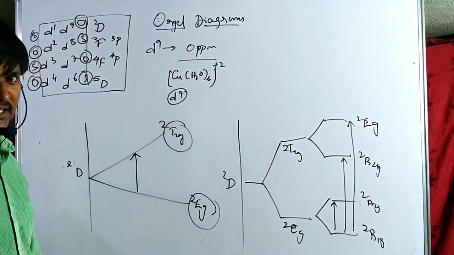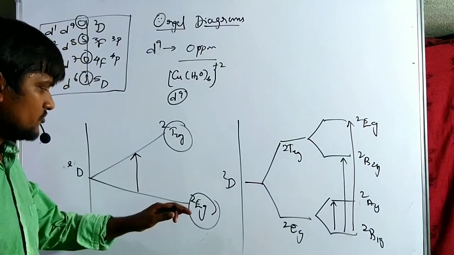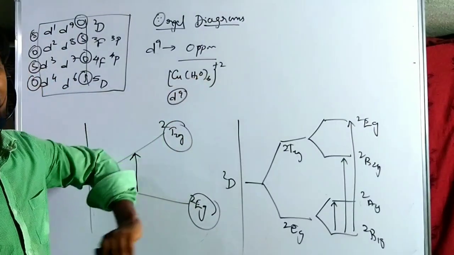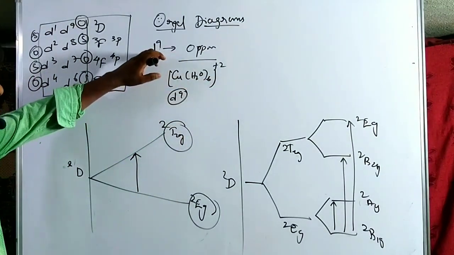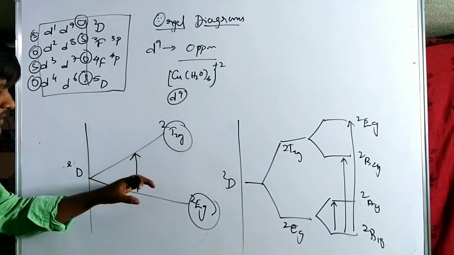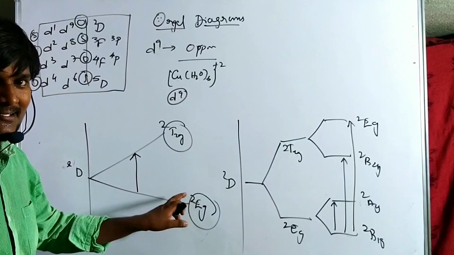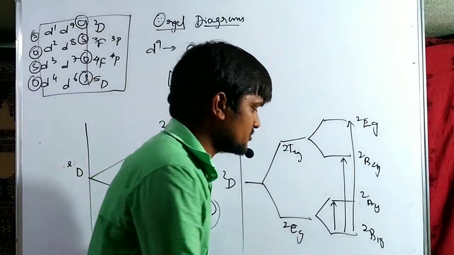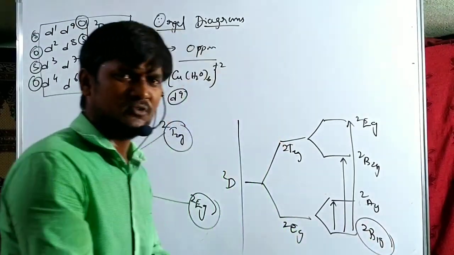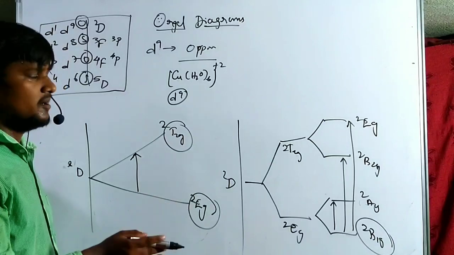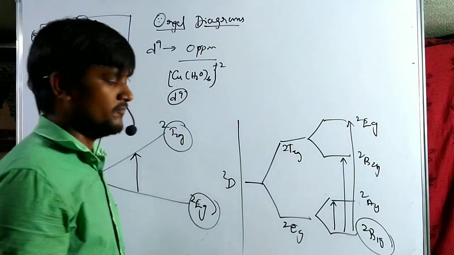Several times they ask about this in CSIR: the ground term symbol of certain complexes. It belongs to the d9 Orgel diagram, the term is 2D. It is split into 2Eg and 2T2g. Without Jahn-Teller distortion it is 2Eg, with Jahn-Teller distortion it is 2B1g. So they ask many four-mark questions in CSIR.